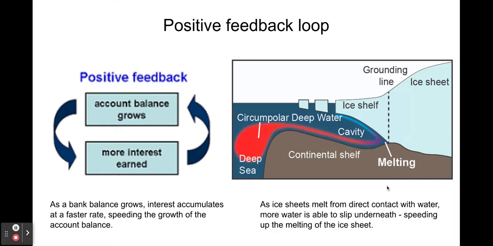On the right-hand side, an example from environmental science, as ice sheets melt from direct contact with water, more water is able to slip underneath the ice shelf, speeding up the melting of the ice sheet. So our change is the speed of melting. And as that ice shelf is exposed to more water underneath it, more water in direct contact with the ice shelf, the rate of melting will increase, which means that more of the ice shelf will be exposed to water and it will melt even faster, exposing more of the ice shelf to water, melting even faster, and our rate of melting continues to increase and our change is not reversed.